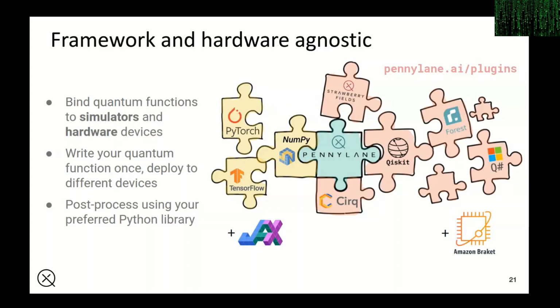So this is very great because it might be that you are new to PennyLane, but you have used other quantum software libraries. So you can have a look at what type of plugins we have, and you can use devices, for example, from other quantum software libraries.